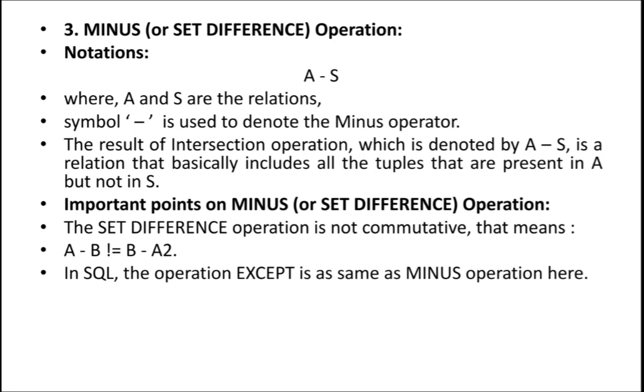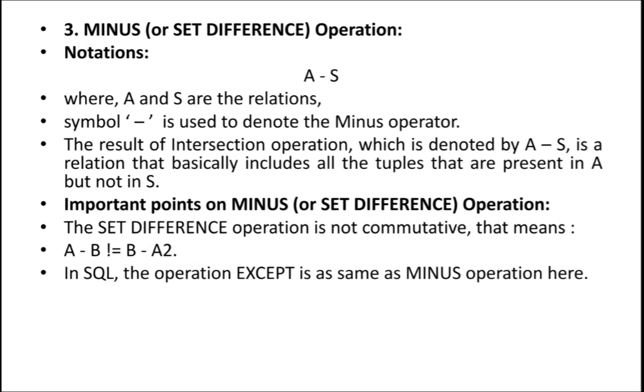What are the important points of the set difference operation? The set difference operation is not commutative. It is very important: A minus B is not equal to B minus A. Sorry, that was a typing mistake. The set difference operation is not commutative, that means A minus B is not equal to B minus A. The value will change, definitely. A minus B is different, B minus A is different.